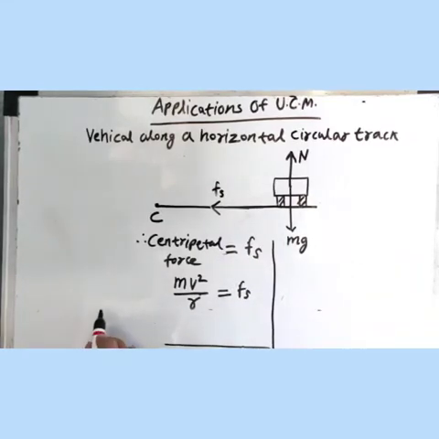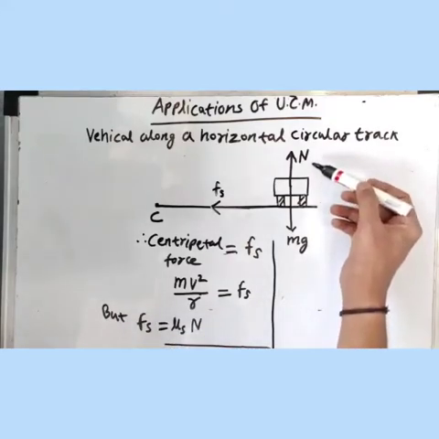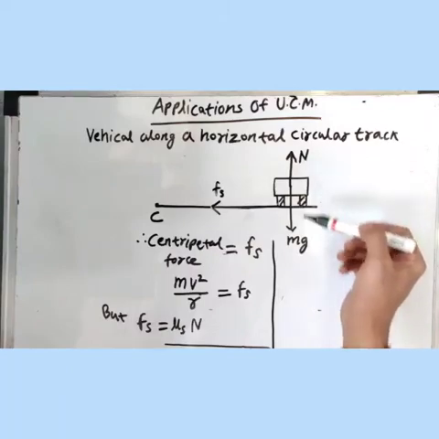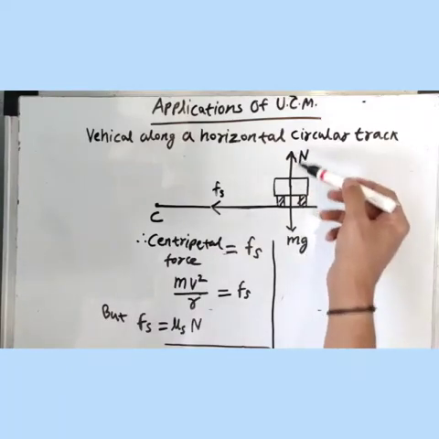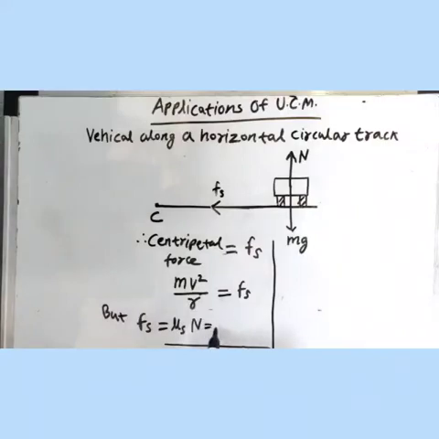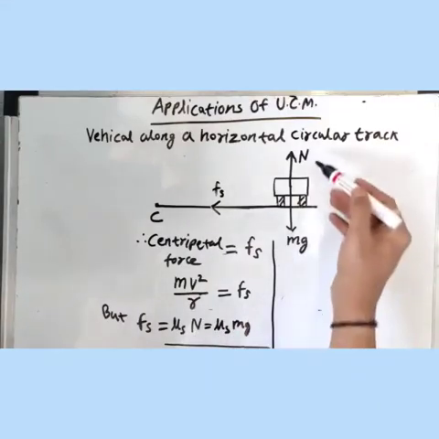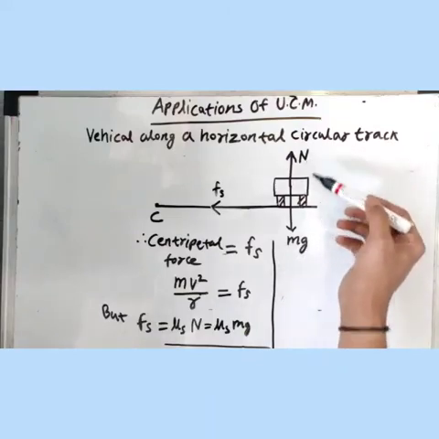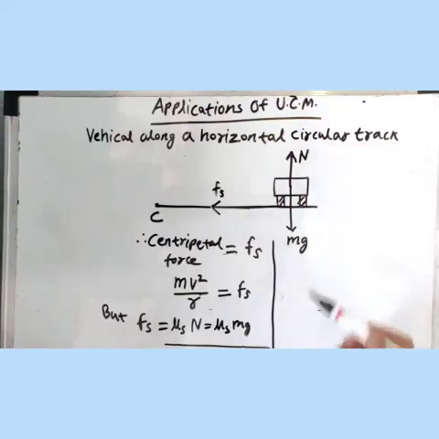But we know that force of static friction is equal to mu s into n, that is coefficient of friction and normal reaction. And here from the diagram you can see that this normal reaction and its weight mg, these two are the balance components, so we can write this is nothing but mu s into mg. We can replace this normal reaction with mg, because normal reaction and mg, these two vectors, they balance each other.